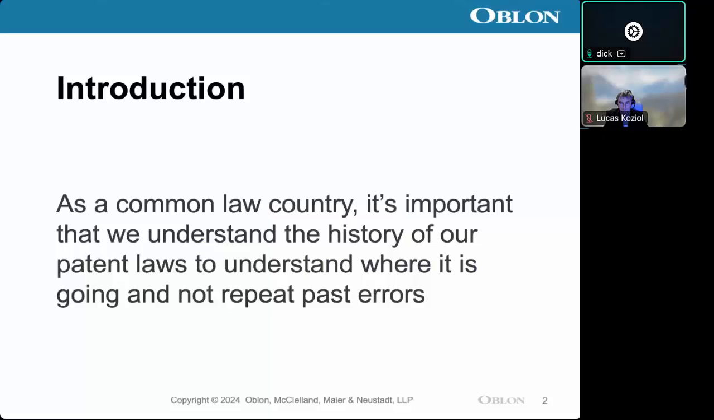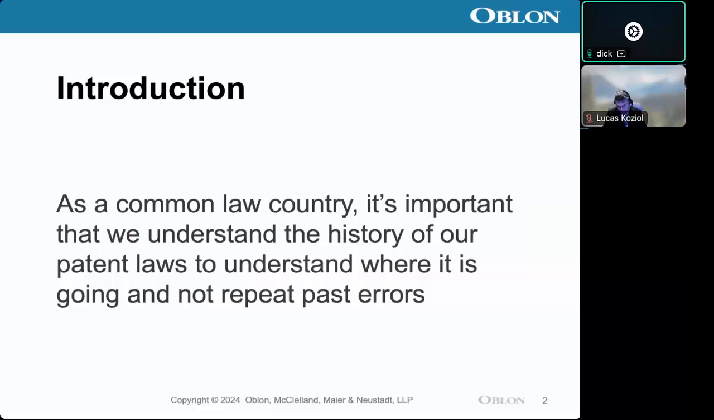Now, the key here is, as I mentioned, we're a common law country. And if you don't understand the history of statute, you're going to be lost, because American statutes especially are pretty bare bones. The expectation is that the courts will fill in any of the gaps that may be there. And so you have to understand the history to understand what's going on.